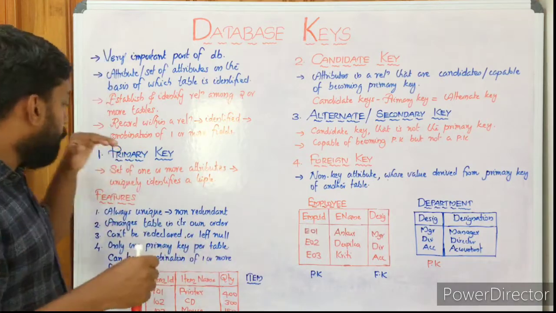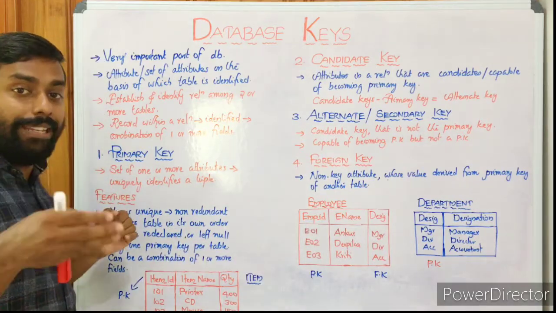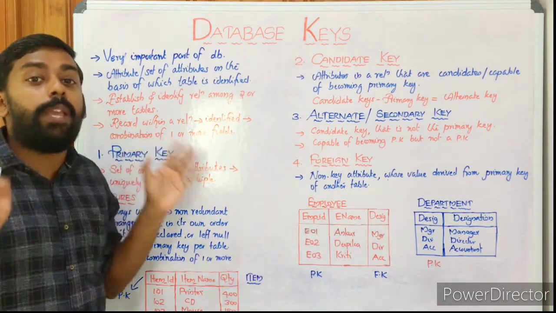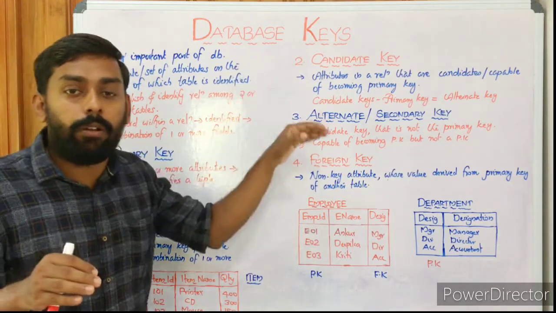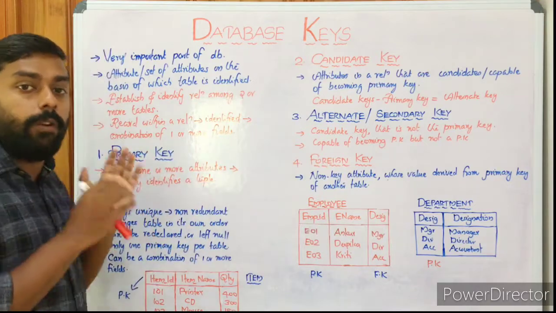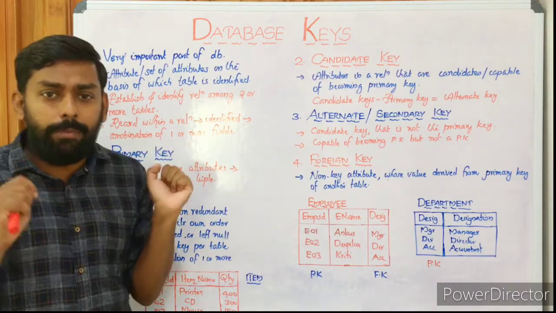Okay, then we can move on to keys. Here the first key is primary key. We have four keys for discussion: primary key, candidate key, alternate key and foreign key. So here the first one is primary key. Actually, what is a primary key?